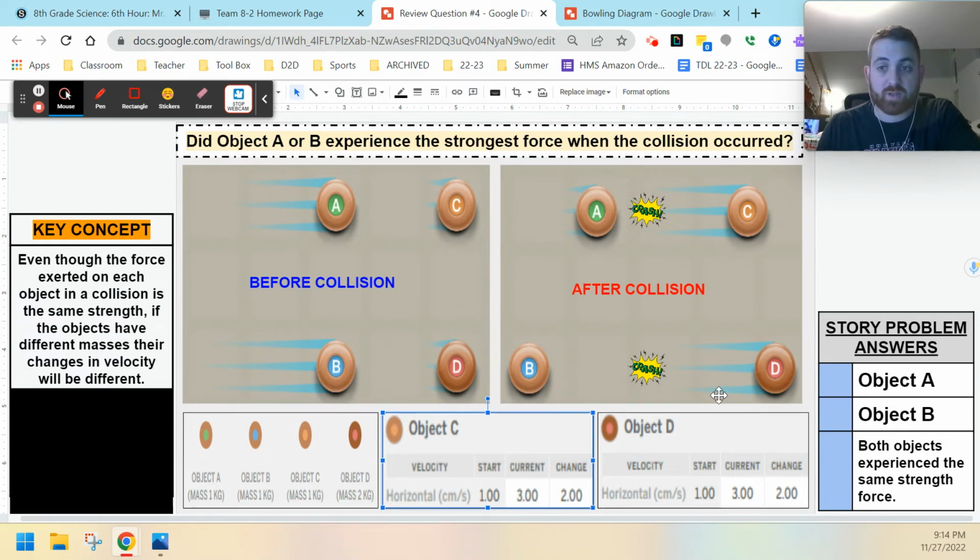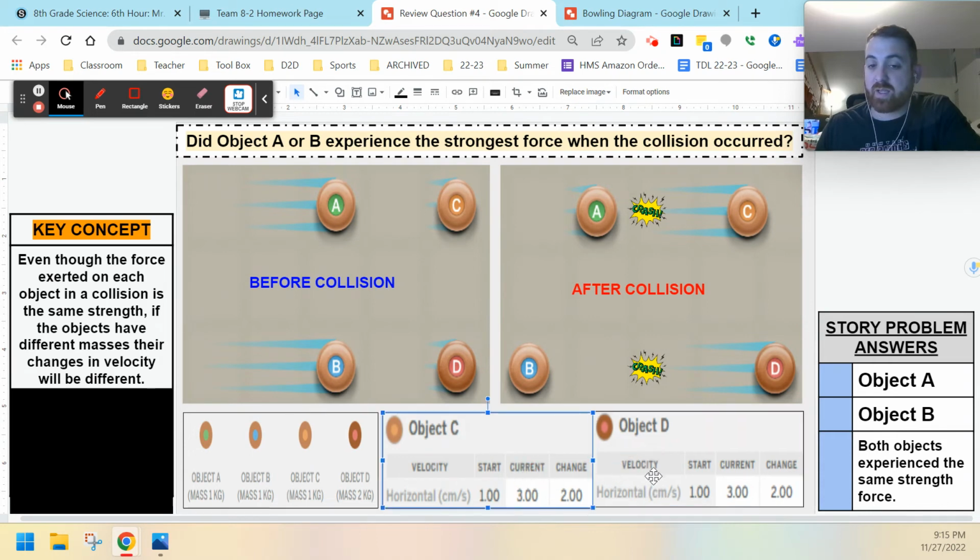So we have two objects that changed their velocity the same, but object D is larger in mass compared to object C. The question is, which one needed the larger force? Well, if an object has a larger mass, it takes more force to change its velocity compared to a lighter object. A lighter object doesn't need as much force. So if both objects have the same change in velocity, then D must have experienced the larger force. It needs a larger force to go as fast as C.